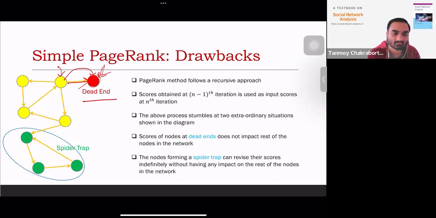There is also another phenomenon called spider trap. What is spider trap?